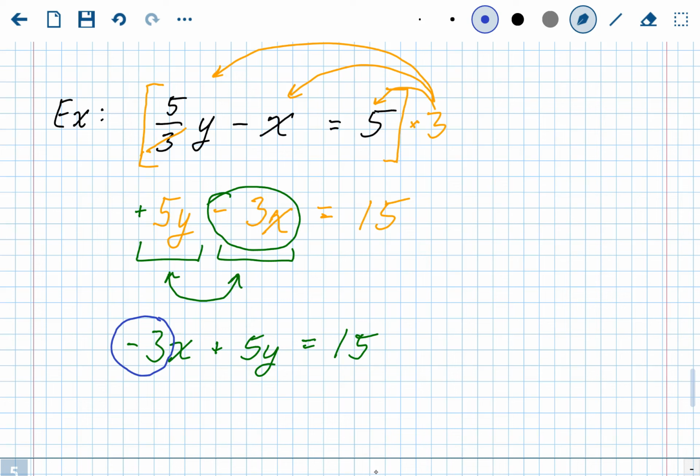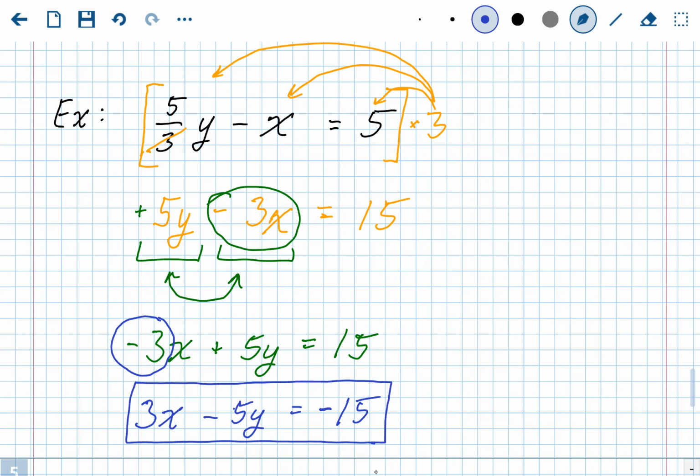So instead of negative 3x, I want positive 3x. So I'll just make it positive 3x. But then you have to go through and flip all the other signs. So instead of plus 5y, it'll be minus 5y. Instead of equaling positive 15, it'll equal negative 15. Okay. And then now we're in ax plus by equals c form. There's no GCF. 3, 5, and 15 don't share any common factors.